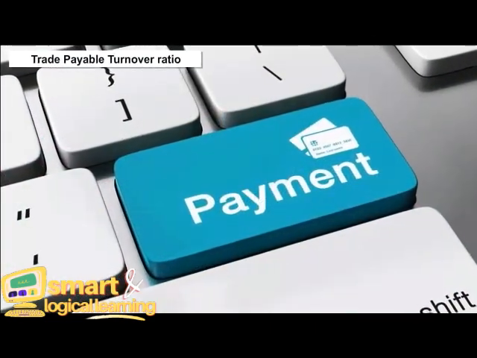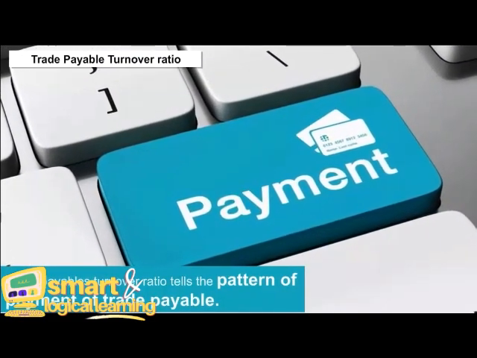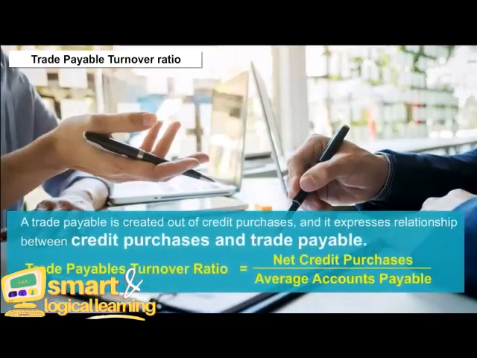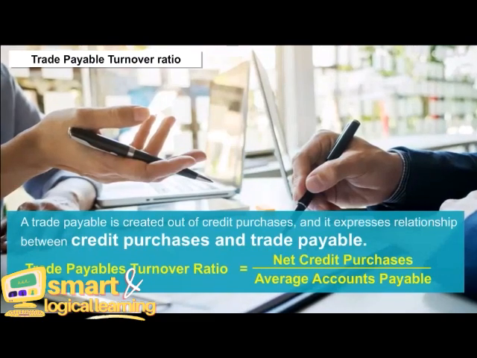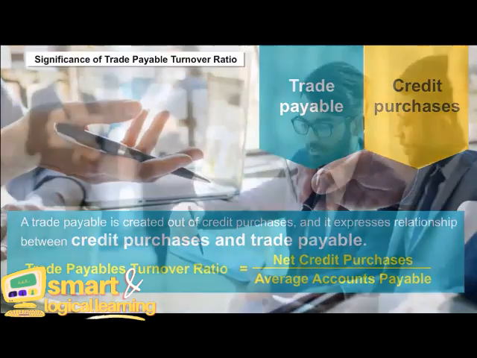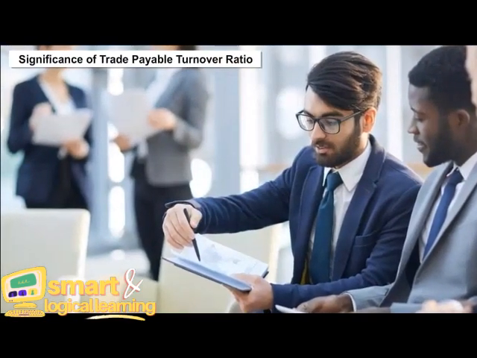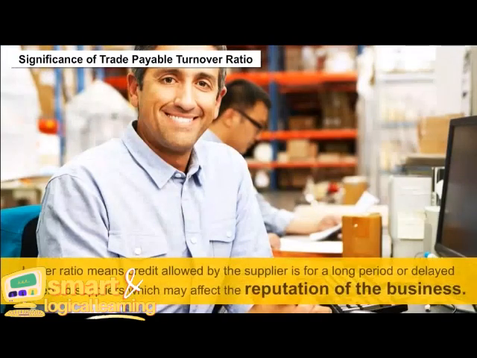Trade payable turnover ratio. The trade payables turnover ratio tells the pattern of payment of trade payables. A trade payable is created out of credit purchases, and the ratio expresses the relationship between credit purchases and trade payables. Significance of trade payable turnover ratio. It tells the average payment period. A lower ratio means credit allowed by the supplier is for a long period, or delayed payment to suppliers, which may affect the reputation of the business.